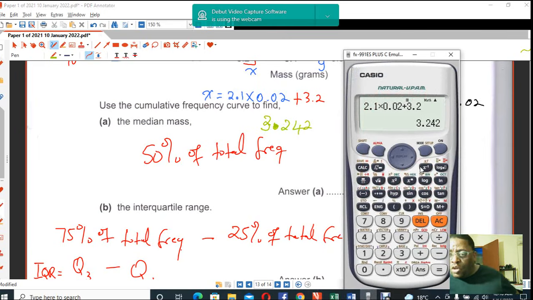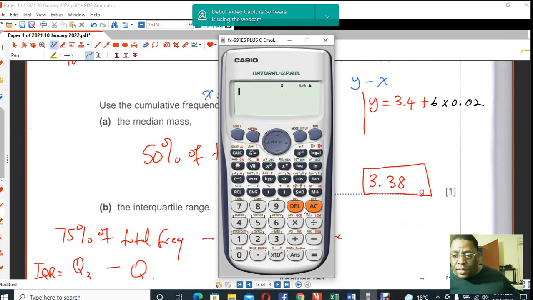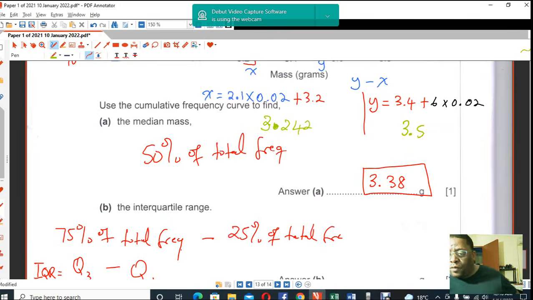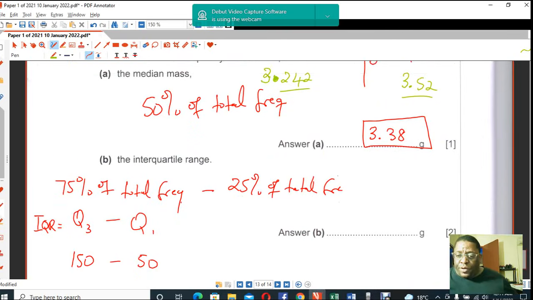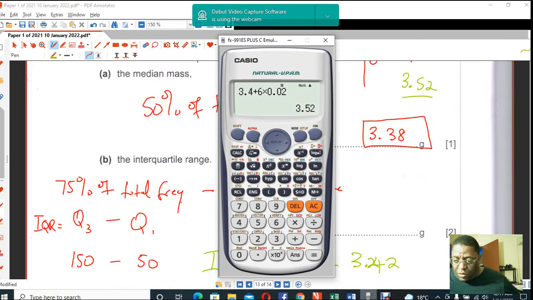The y value would be nothing but 3.4 plus 6 blocks that are 0.02. So it's about 3.52. I'm going to subtract these two from each other, and that's going to be my interquartile range. So my interquartile range will be 3.52 take away 3.242. More or less, you should arrive at something close to mine.